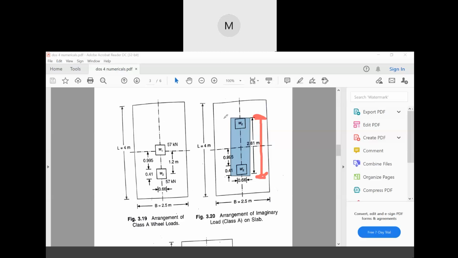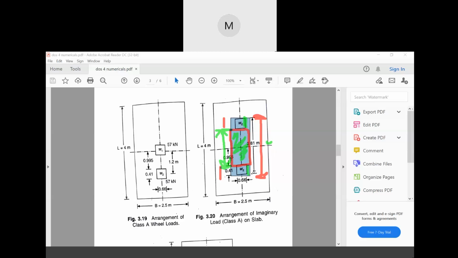We need the ML only for this part and this part, because the part in between is not needed. The part that is shaded in green is not needed, right? So if this part is not needed, we'll have to subtract this part. If you subtract from 2.81 this W2 part and this W2 part, that means what?